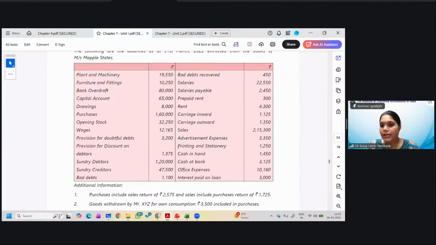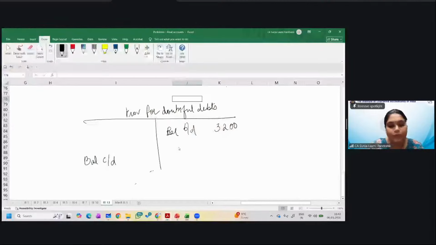It has to be calculated on debtors. How much is the value? 6,000. Okay. These two, everybody agrees? Where did I bring the 3,200 from?